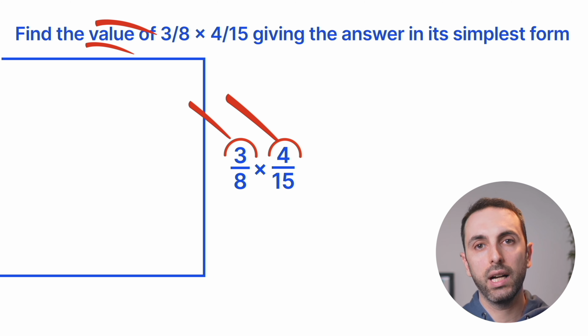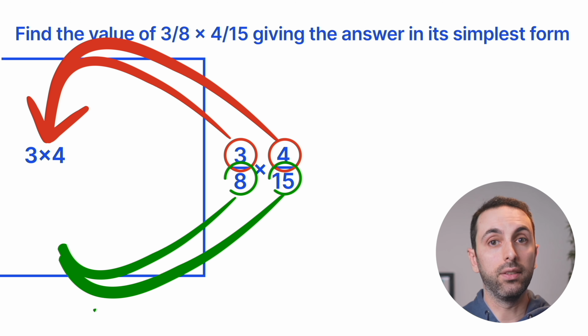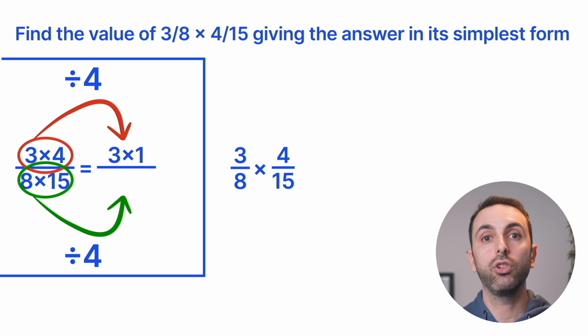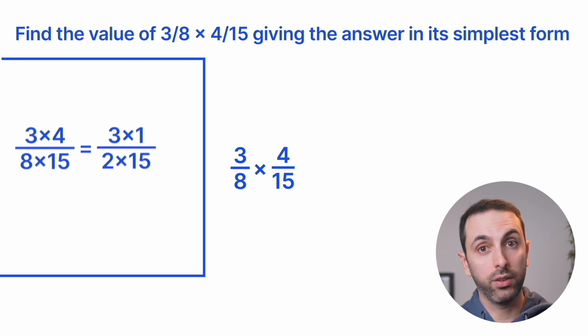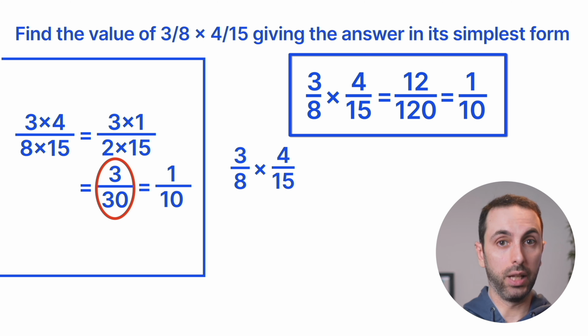Notice we have 3 times 4 as the numerator and 8 times 15 as the denominator. If we were to divide the numerator and denominator by 4, this is like having 3 times 1 in the numerator and 2 times 15 in the denominator. This leaves us with 3 over 30, and when we divide the top and bottom by 3, this simplifies to be 1 over 10, which is the same as the original answer.